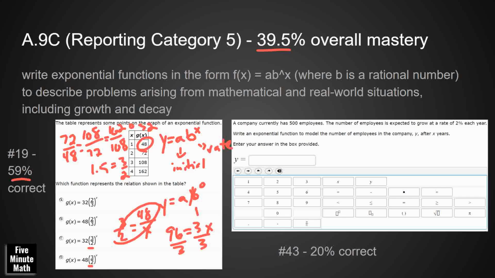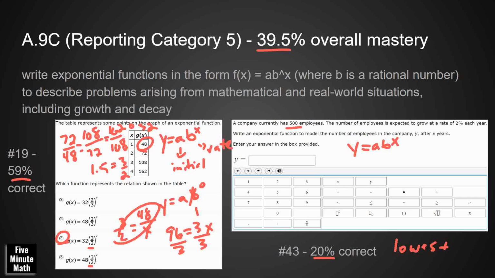So quite a bit of work. So if our students were able to get all of this, that's pretty good. The answer is C. Now you see number 43, 20% correct. This was the lowest item on the entire test. But look what they give us. Same thing. We need y equals a times b to the x. Well, not so much work.